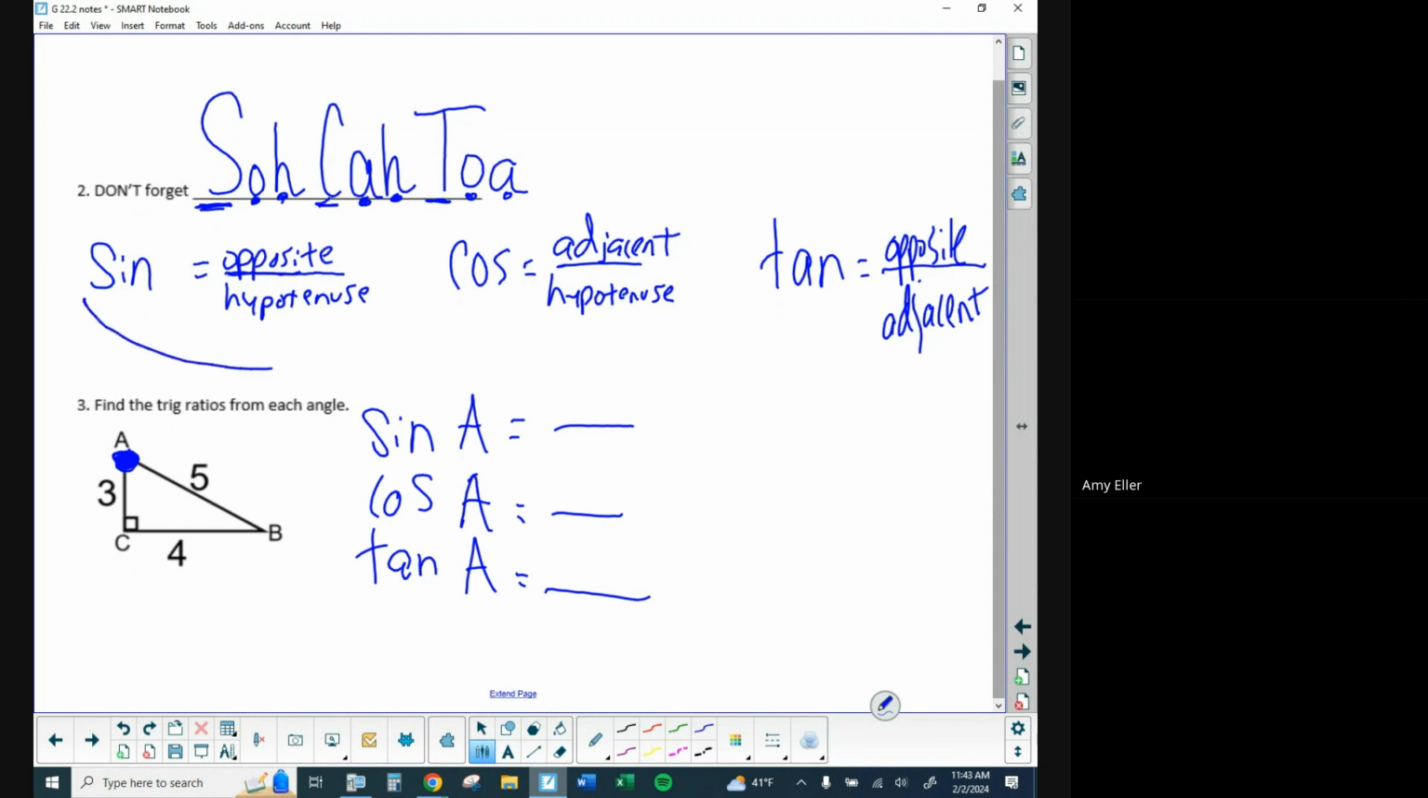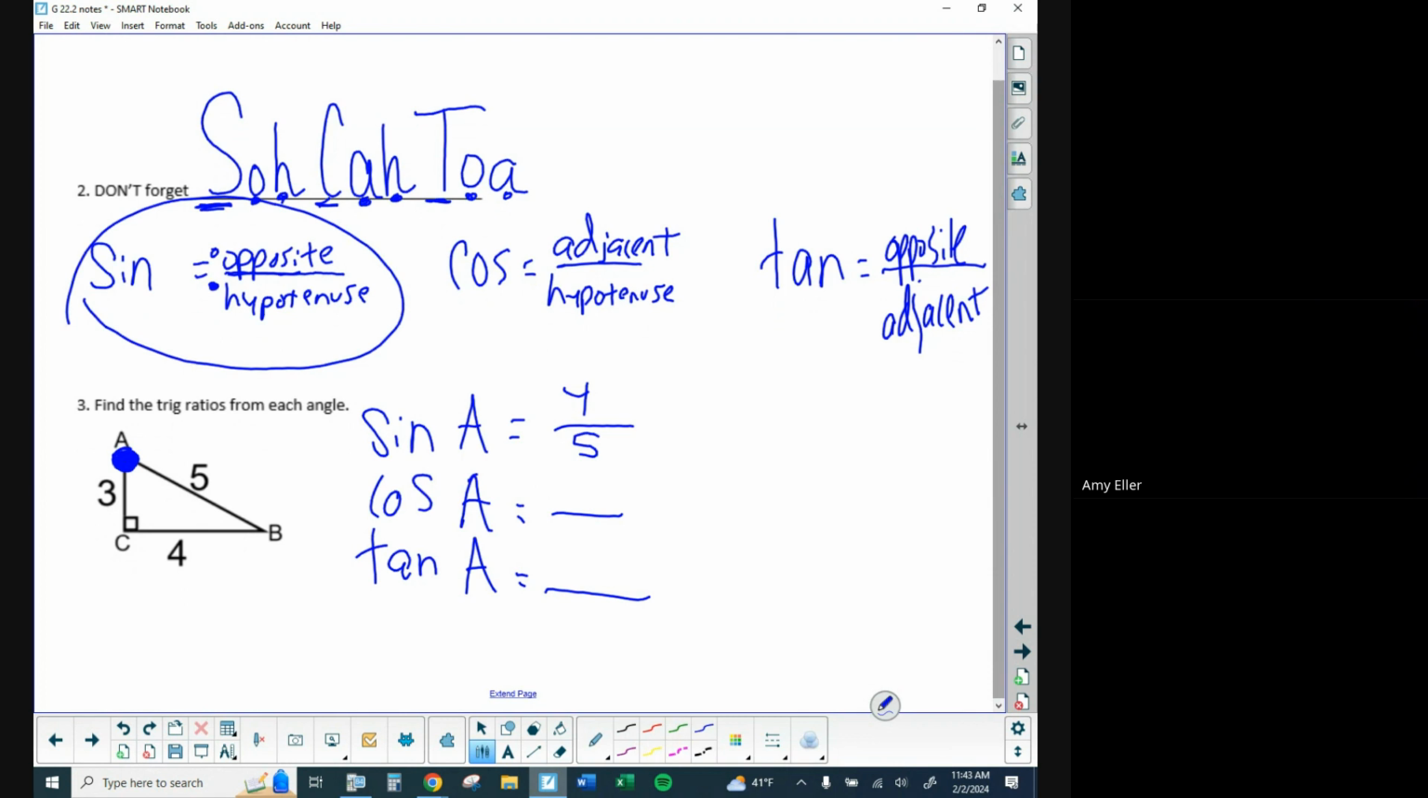Sine is opposite. Which side, 3, 4, or 5, is opposite of angle A? 4. Now I'm on to the hypotenuse. 3, 4, 5. Which of those is the hypotenuse of the triangle? 5. That's it. That's how we do trig ratios. We just have to find the correct sides when we're talking about, in this case, angle A.